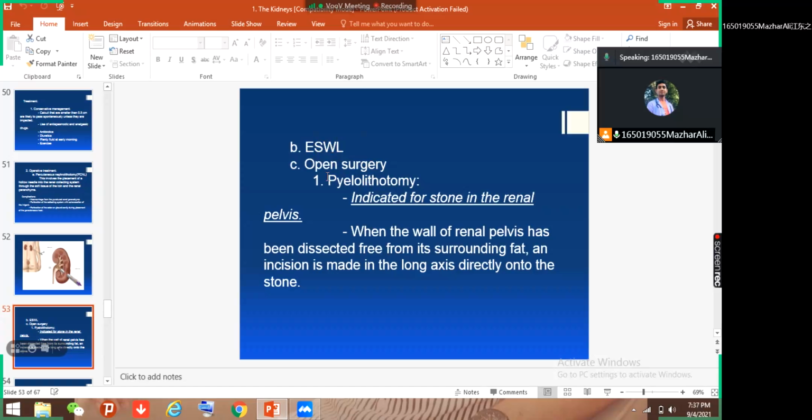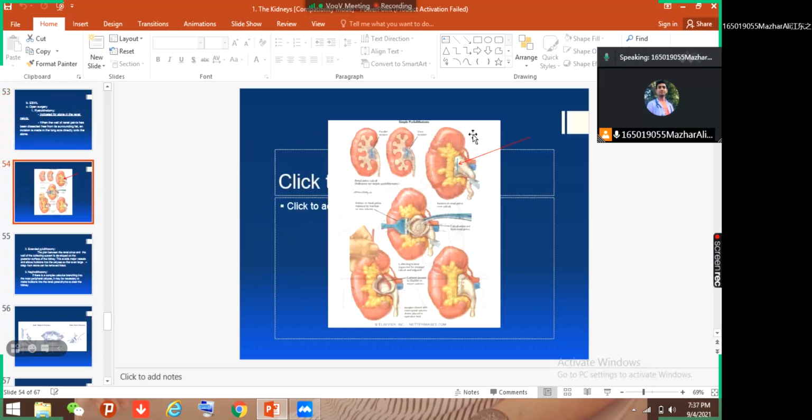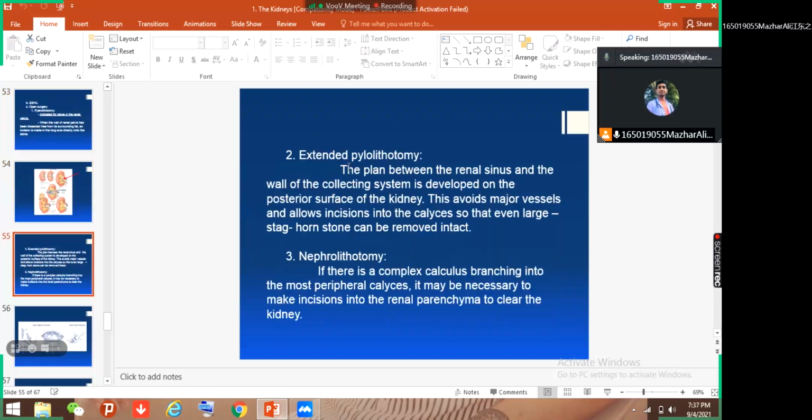Then there is open surgery like pyelolithotomy, indicated for a stone in the renal pelvis. So when the stone is in the renal pelvis, we do a pyelolithotomy. You see, this is a pyelolithotomy. We open the pelvis and take out the stone. And then the extended pyelolithotomy: when the stone is in the posterior surface of the kidney, we do extended pyelolithotomy.